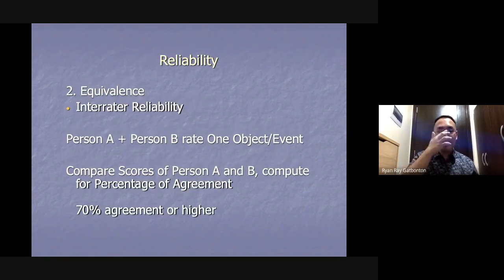Another type is yung tinatawag na inter-rater reliability. The word itself would tell you that this involves two raters, or 2 or 3 raters. But for this example, we focus on 2 raters. If person A rates a certain object in the same way as person B, if their percentage of agreement, o yung pagkakapareho ng kanilang mga sagot, is more than 70%, you can say that your instrument has high inter-rater reliability.